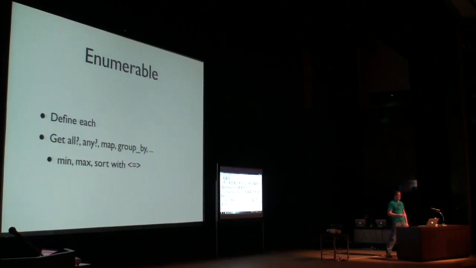If your object behaves like a collection, you should make it enumerable. Define each and include Enumerable, and then you get all the Enumerable methods. And also, if the objects are ordered and you have spaceship defined, then you can get min, max, and sort.